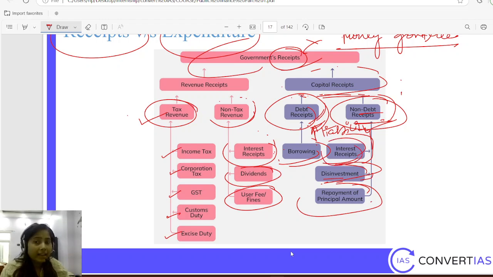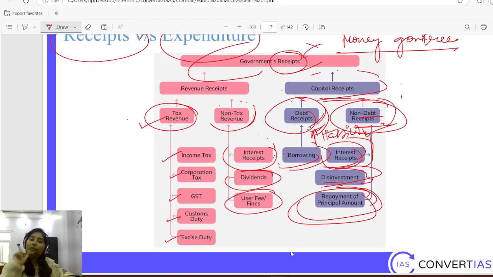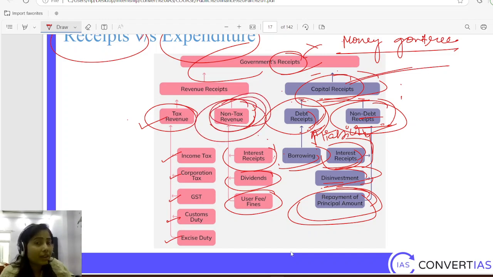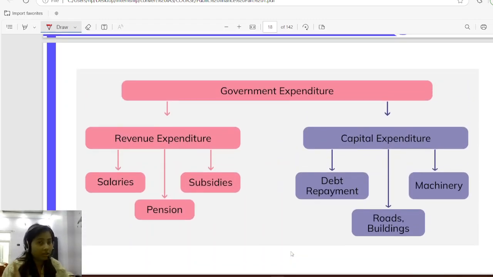Interest receipt and repayment of principal amount. See, one thing you have to focus on: when we are taking a loan or when we are giving a loan, the principal amount of the loan, whether we take or give, goes into capital receipt. But when we are paying interest or getting interest, that will come under non-tax revenue, so that will go under revenue receipt. Please focus on it because questions used to come from this aspect and you need to be clear about it.